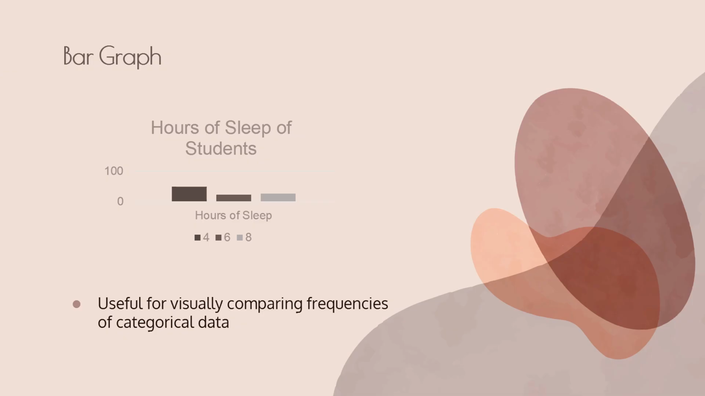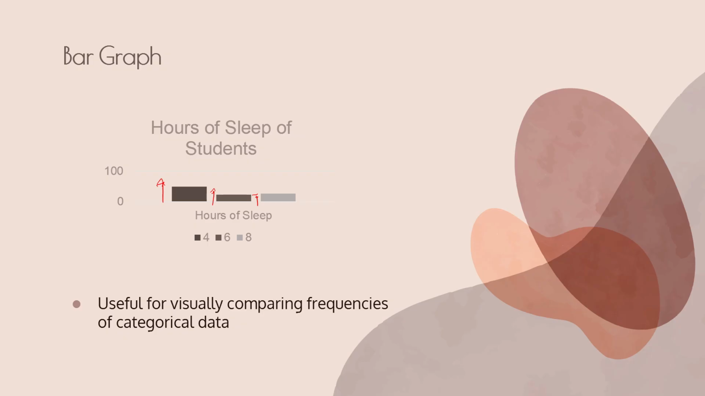Next, we have our bar graph. So our bar graph is useful for visually comparing frequencies of categorical data. Now, unlike your pie chart, which considers the whole population as the whole, your bar graph does not necessarily have any inferences regarding the whole population.